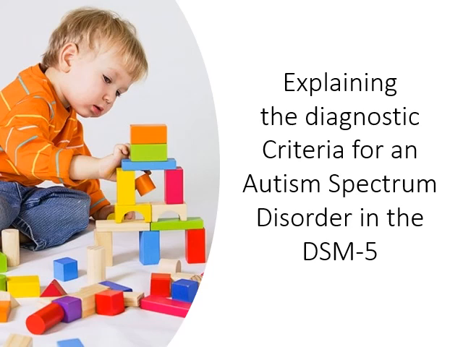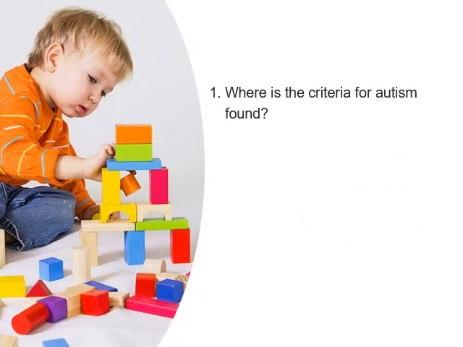In this presentation, we're going to explore the diagnostic criteria for an autism spectrum disorder as it is found in the Diagnostic and Statistical Manual, 5th edition. So in this presentation, we're going to look at where you find the criteria for an autism spectrum disorder, and then look at the specific criteria that are contained within it.